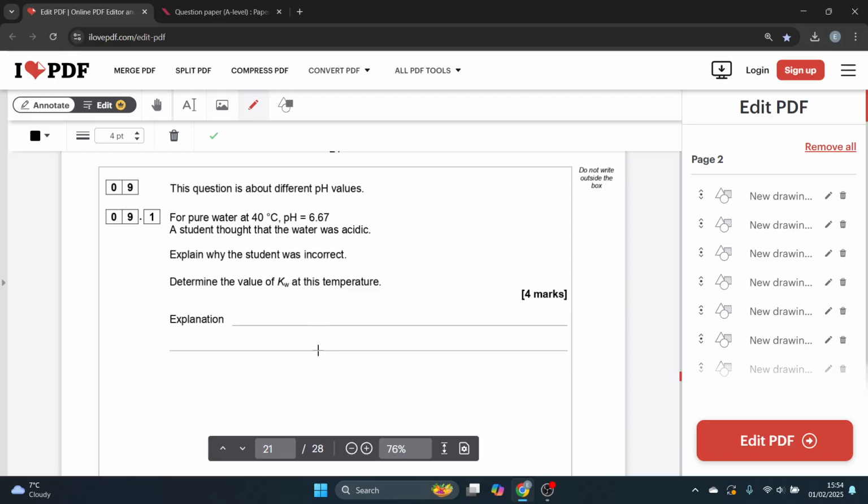For pure water at 40 degrees Celsius, pH is 6.67. A student thought that the water was acidic. Explain why the student was incorrect. Because the concentration of H plus is equal to the concentration of OH minus. Because remember, it is pure water.